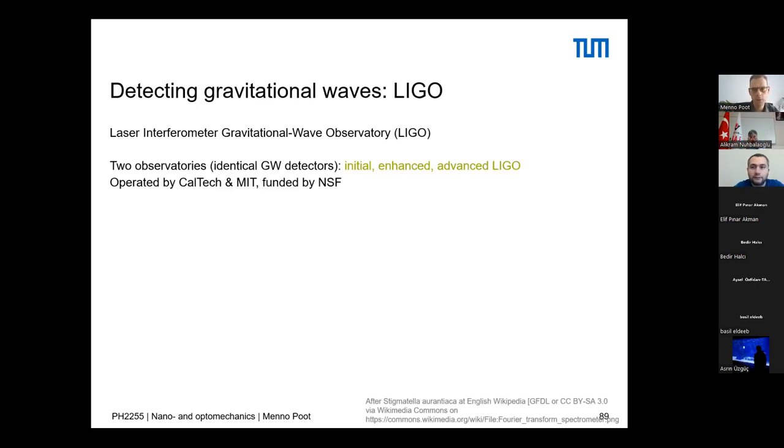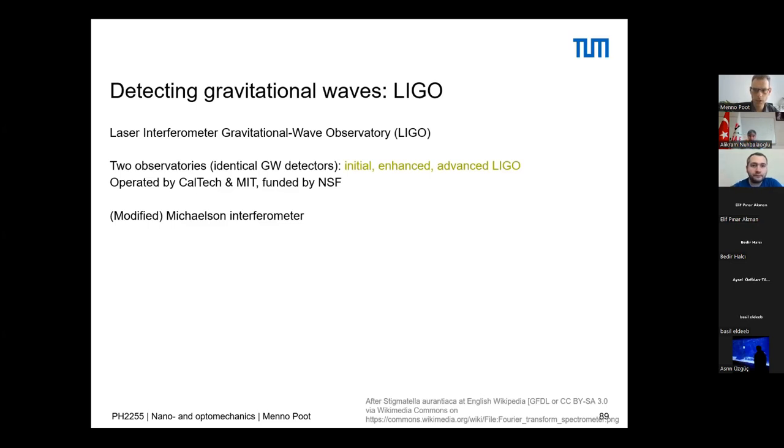Initially, the detectors were built according to one plan. That was the initial design. Then after a few years, they improved the design. So they changed certain parts. It was enhanced LIGO. And now we're at the stage where there are more improvements, and that is called advanced LIGO. So what does this gravitational wave laser interferometer look like? Well, it is actually a modified Michelson interferometer.